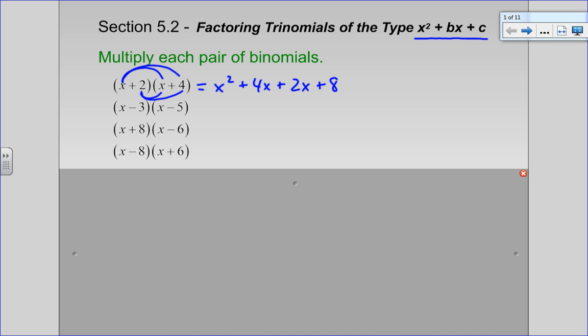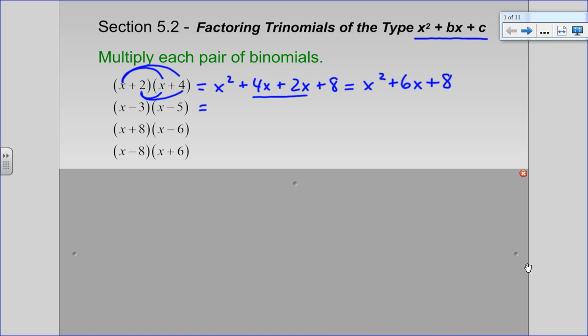Finally, we'll simplify that answer by combining the like terms. We have a 4x and a 2x, so those add up to 6x, giving us a final answer of x squared plus 6x plus 8. Following the same pattern, we can do these other multiplication problems a little bit more quickly.